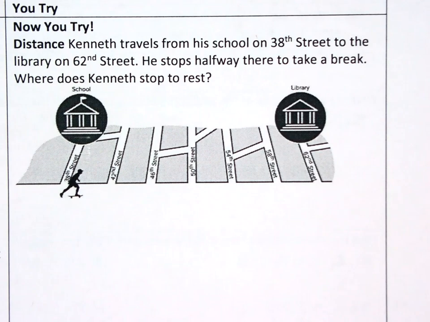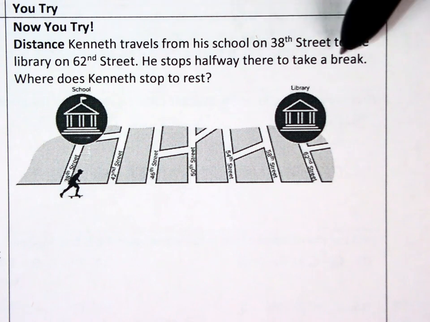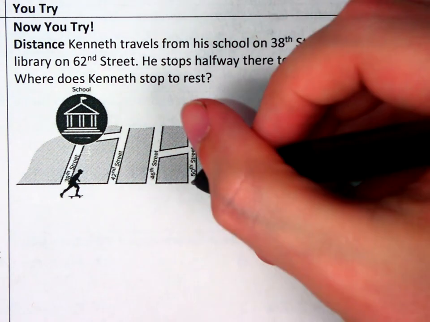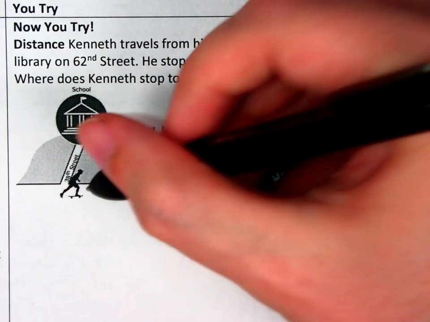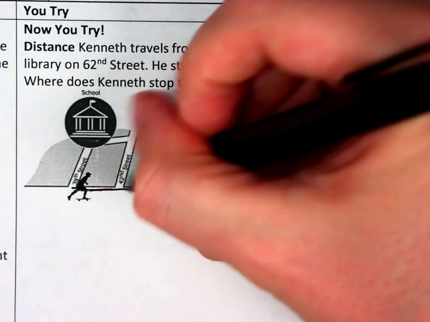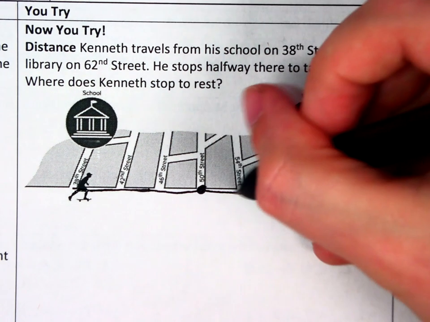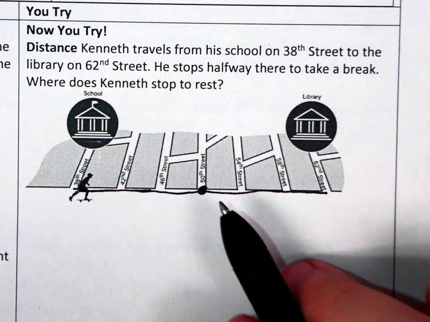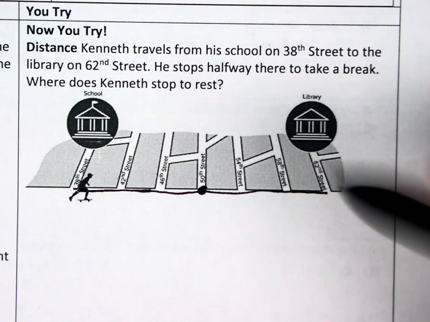Now let's take a look at the Now You Try here. Kenneth's traveling from his school on 38th Street to the library on 62nd Street. He's going to stop halfway to take a break. We want to know where he's going to stop. Visually, we can sort of already see he's stopping right here in the center. From 38th to, looks like 50th to 62nd. But we shouldn't just go based on the picture, we should also do the math.